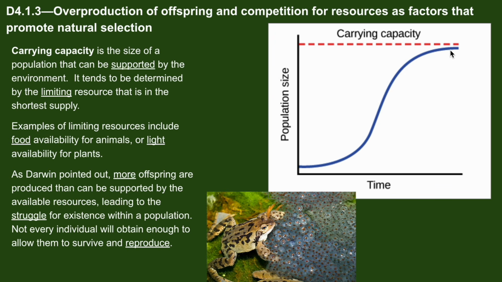So as Darwin pointed out, more offspring are produced than can be supported by the available resources, leading to a struggle for existence within a population. Not every individual will be able to obtain enough to allow them to survive and reproduce.